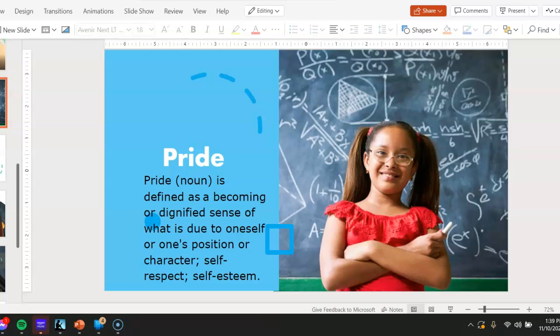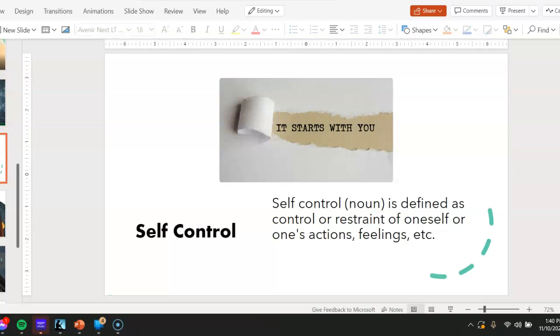Pride, a noun, is defined as a becoming or dignified sense of what is due to oneself or one's position or character. Self-respect or self-esteem. Self-control, a noun, is defined as control or restraint of oneself or one's actions, feelings, etc.